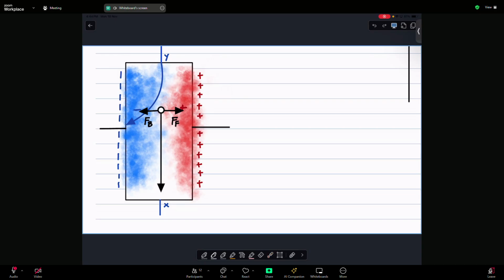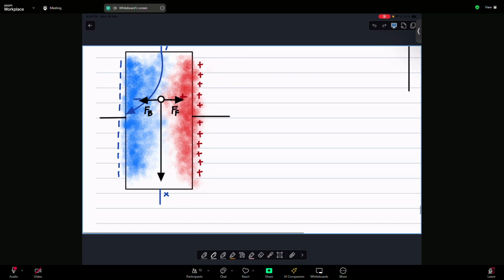Okay. Now, if I want to find the voltage here across the two terminals, let's give it a try. Can you tell me what is the formula for the force experienced by a charge in a magnetic field? F equals to?